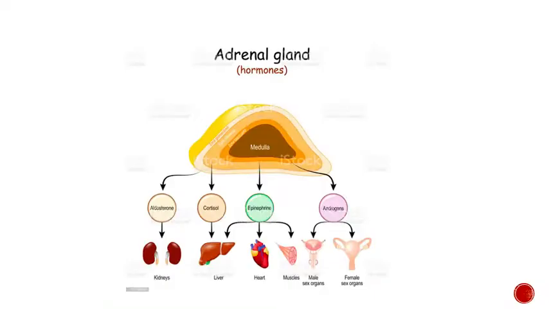Now, this is the adrenal gland and the hormones produced by each layer. So there's aldosterone, cortisol, epinephrine, and androgens. So we can see aldosterone has its main effect on the kidneys. Cortisol has its main effect on the liver. Epinephrine affects the liver, heart, and muscles. And androgens affect male sex organs and female sex organs.